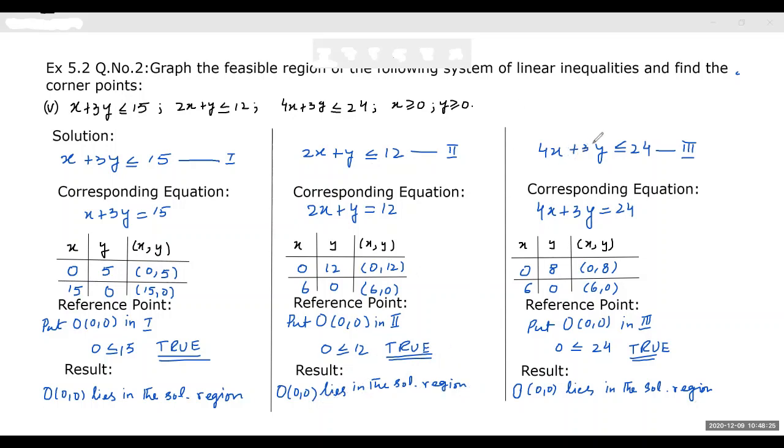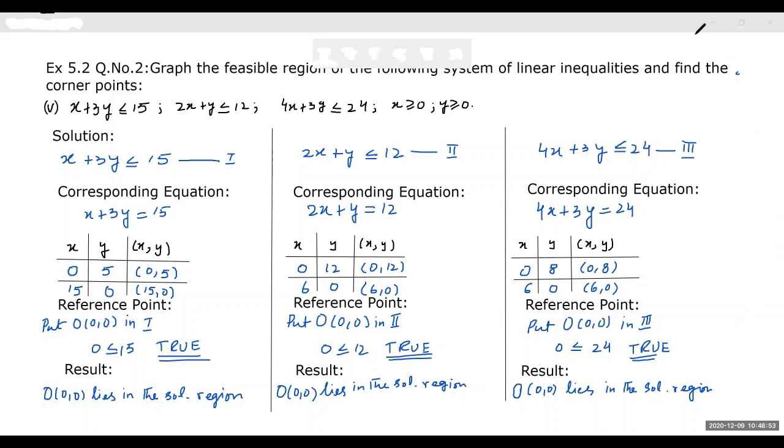Third inequality, 4x plus 3y is less than or equal to 24, name it number 3. Its corresponding equation, 4x plus 3y is equal to 24. X equals 0 gives us y equals 8. Y equals 0 gives us x equals 6. Reference point, origin in inequality number 3, this side becomes 0 and we get 0 is less than or equal to 24, which is a true sentence. So origin lies in the solution region.